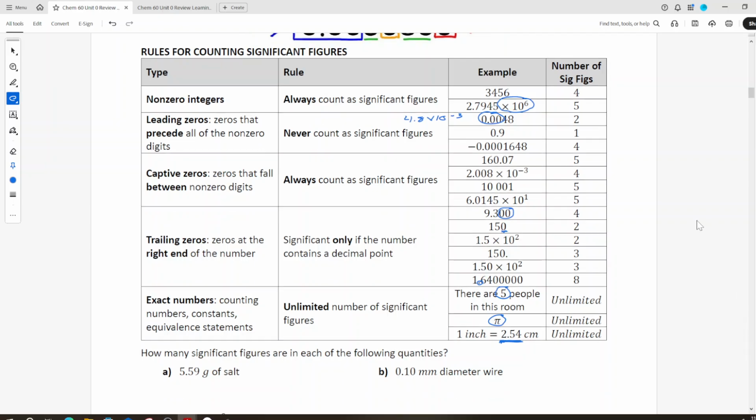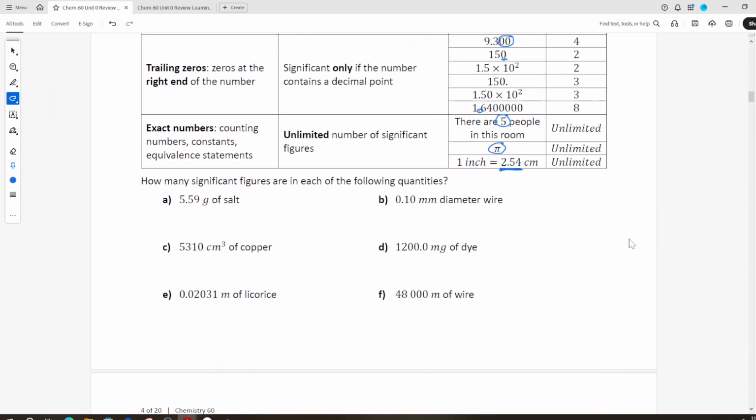Awesome. So simple. Take these 6 questions, pause your video, and determine how many sig figs each of these has. Go. All right, here's the correct answers. 3, 3, 4, 2, 5, and 2. If you got any of those wrong, look back at the rules and see if you can figure out why, or come and ask me a question.